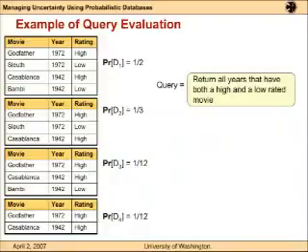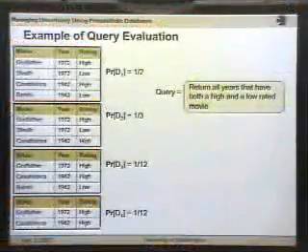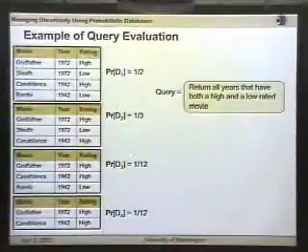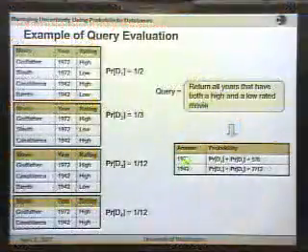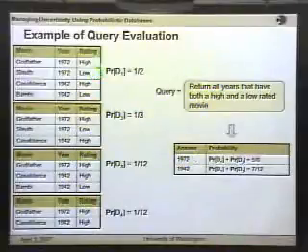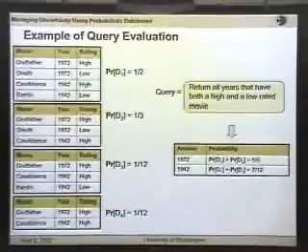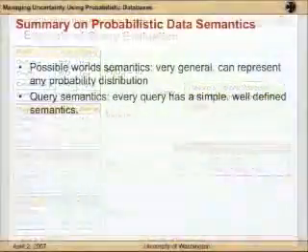Let me give you an example. This is a database with 4 possible worlds, and the query asks for all years that have both a high and a low rated movie. If you execute it, you get the following 2 answers. Let's look at 1972. In the first instance, it appears with both a high and a low rated movie. Same thing with the second instance, and that's only 2 instances. So you add the probability of the first 2 instances, and you do the same thing with the other year.